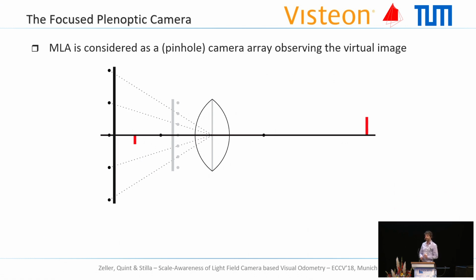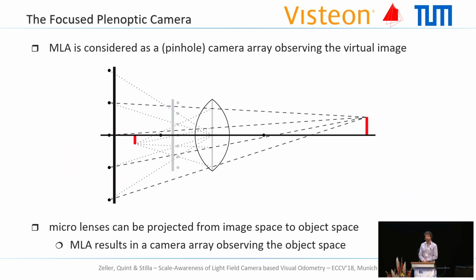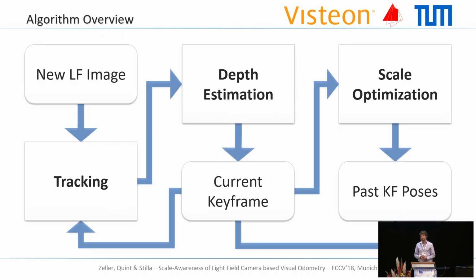What we end up with is a virtual camera array, which is now in object space and not in our image space anymore. We can use this model to do standard multi-view stereo, and this is what our algorithm completely relies on. If you look at our algorithm, we have a tracking framework, a depth estimation framework, and another scale optimization framework. I want to start by talking about the depth estimation.